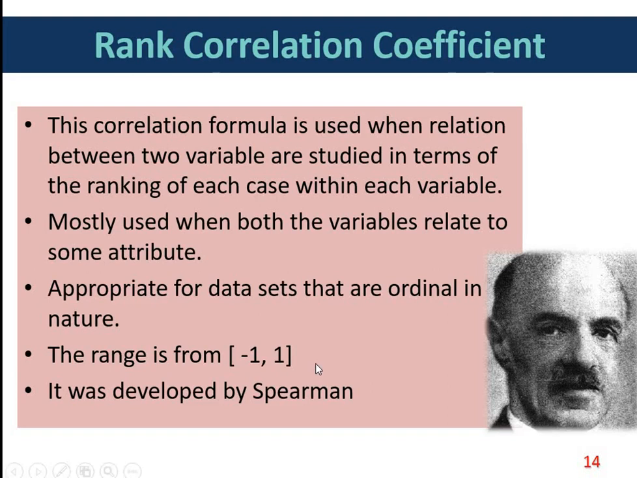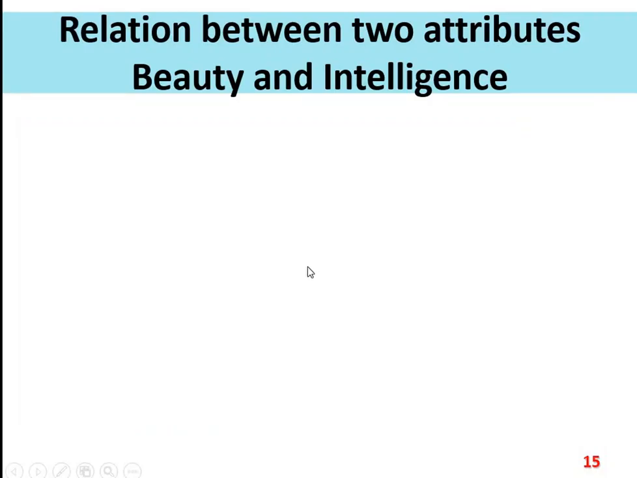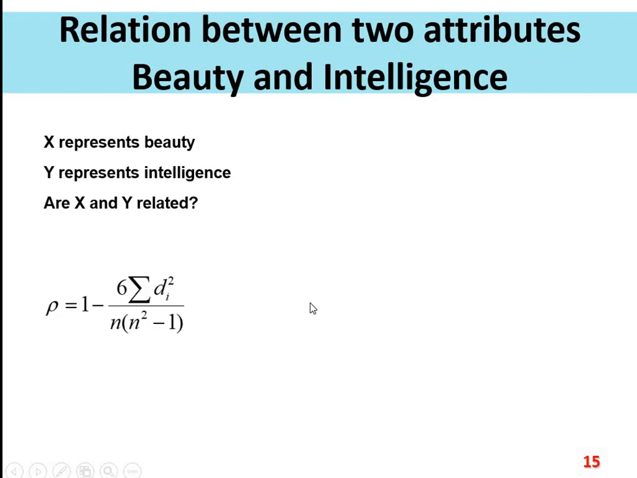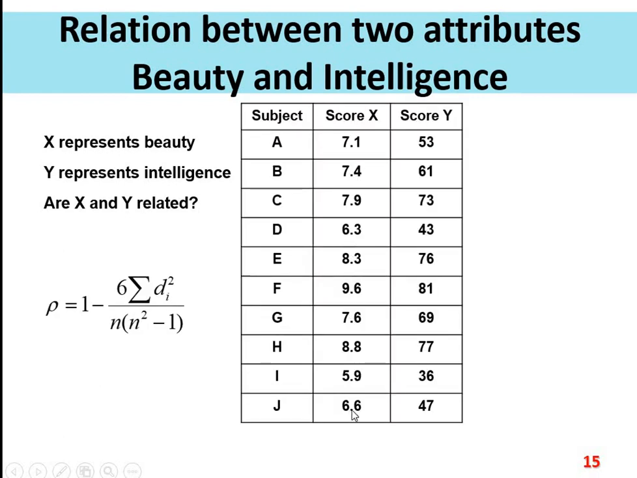Now let us look at this. Suppose these are the ranks or scores of 10 individuals in beauty and intelligence. Beauty and intelligence are both abstract things which are attributes, but some scoring system has been developed and they have been scored. Such scores might not be universally accepted, so the relationship between these two variables, x and y, is measured through ranks. So first we will convert these scores into ranks.